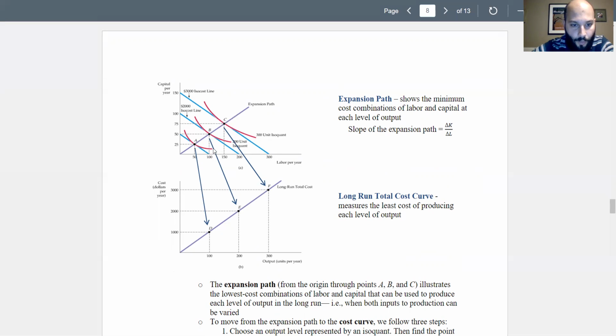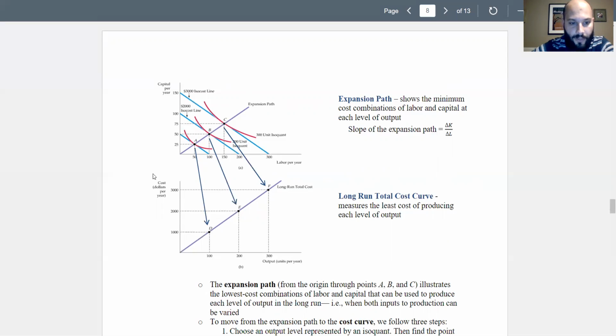So here we show 100, 200, and 300 unit isoquants. Right, so suppose the firm starts out producing at point A, which is 100 units, and the firm says, we want to increase our quantity to 200 units. Well, we can see that B is now the optimum point, most cost efficient point. What if the firm wanted to instead produce 300 units? The optimum point is C.